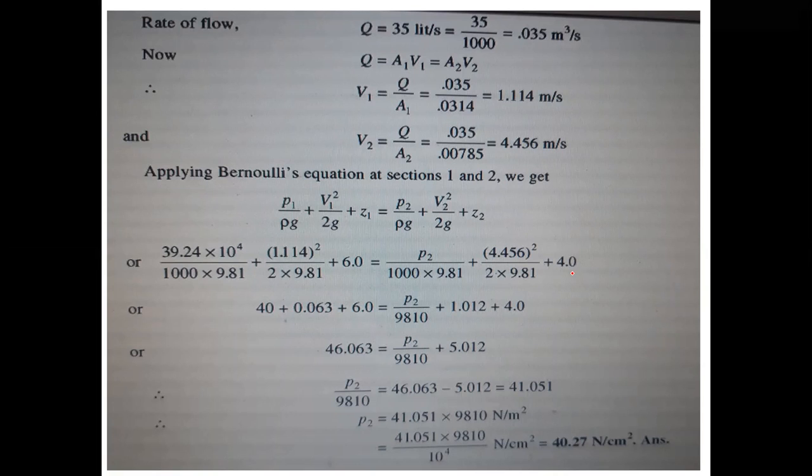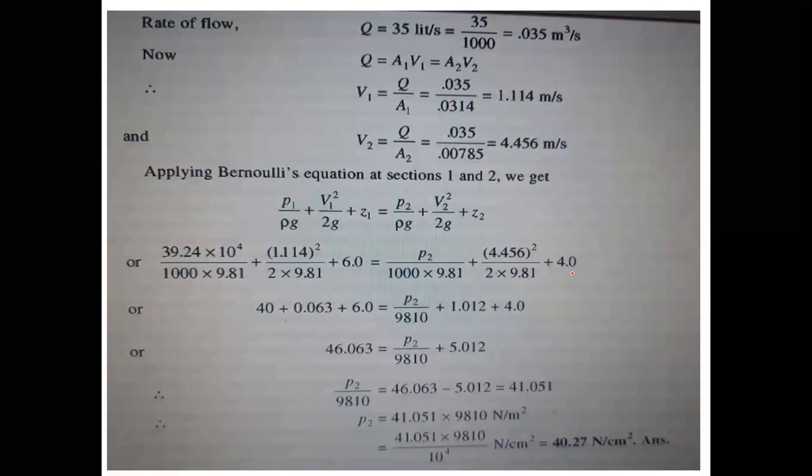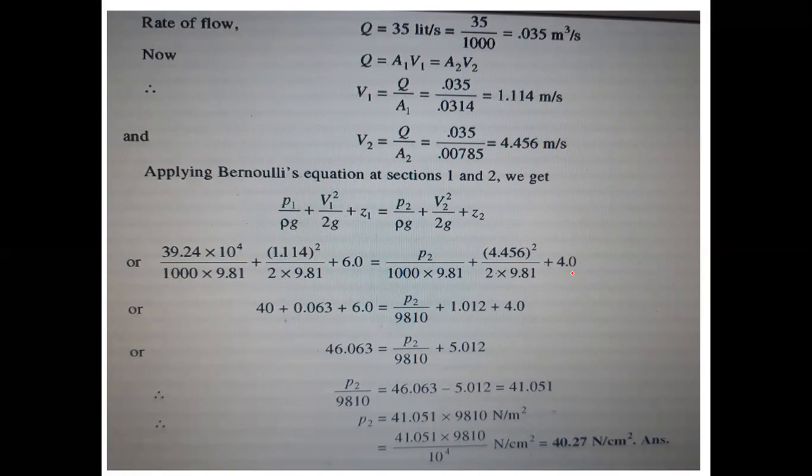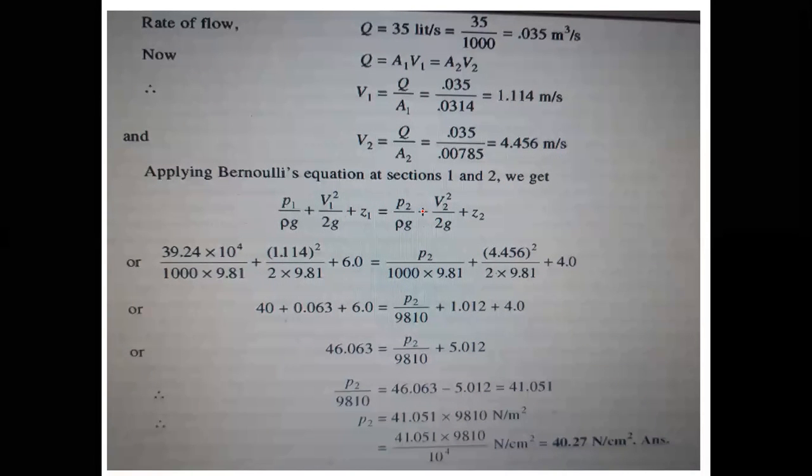We are getting P1 by rho g plus V1 square by 2g plus Z1 is equals to P2 by rho g plus V2 square by 2g plus Z2. ఉన్నాయి కాబట్టి ఇక్కడ మనం 2 సార్లు మనం ఈక్వేట్ చేస్తున్నాం. There is only one constant C and you can do the problem also. Now substitute the values. మనం V1 ఎందుకు తీసుకున్నాం ఇక్కడ? Why we have found out the V1 here?